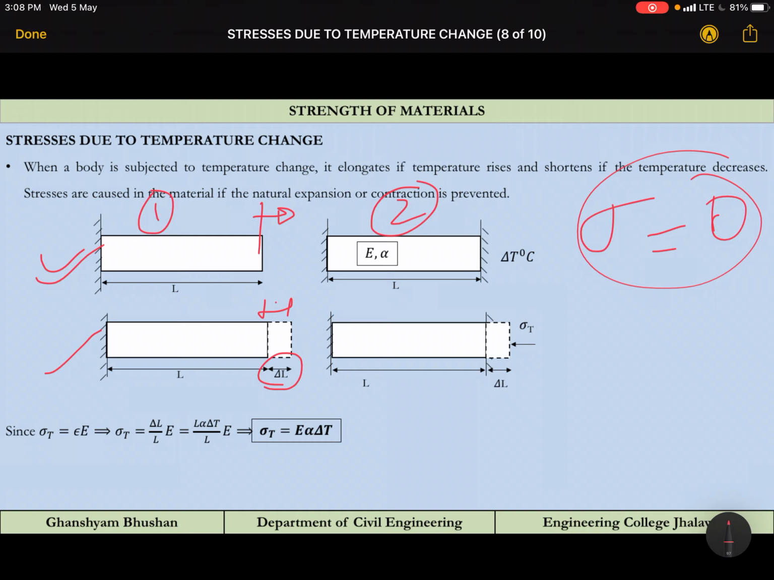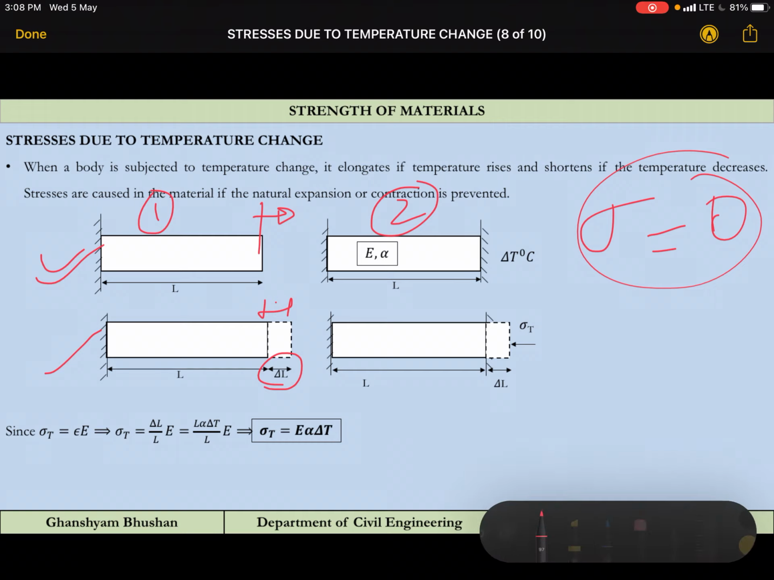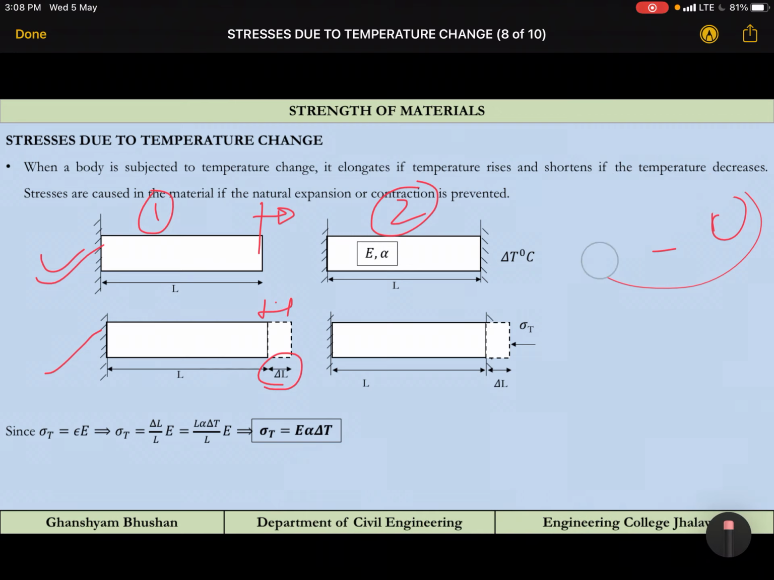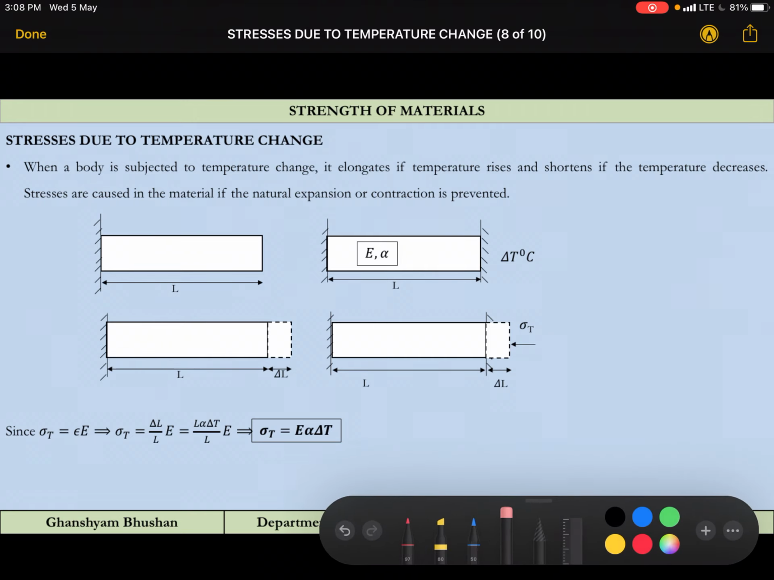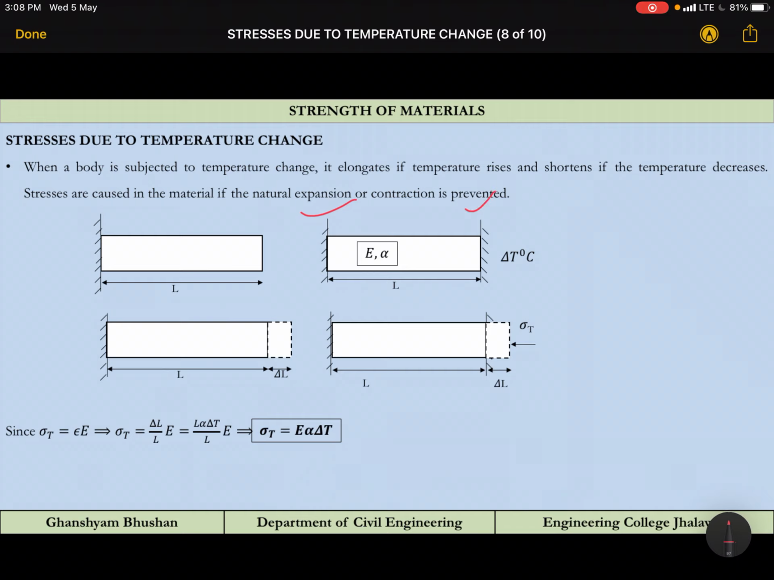But let us see one more condition shown in the second diagram here. Now we have a fixed beam, whereas previously we had a cantilever beam. So now both ends are fixed. If we increase the temperature, what is going to happen? Ideally delta L should increase, but this support does not allow this deformation. So the support is restraining the deformation delta L.